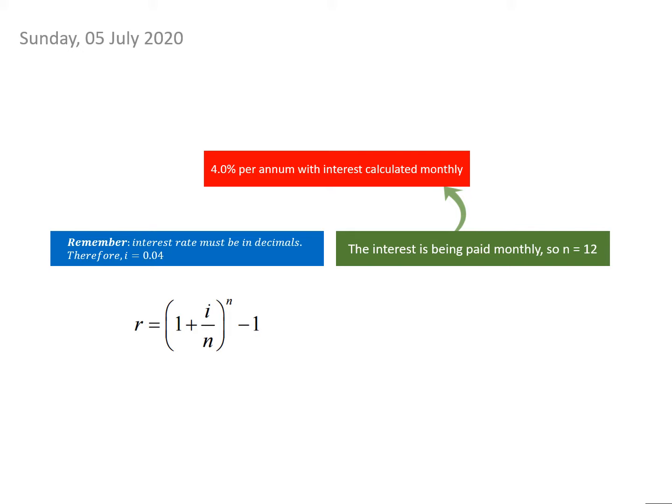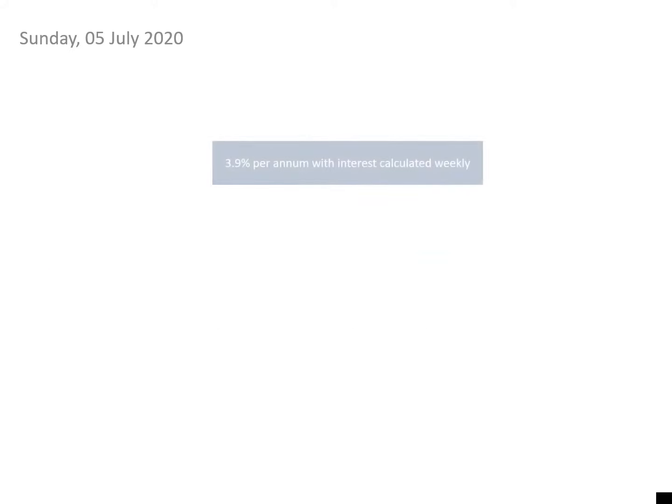So here's our formula. We know the N is 12 because it's paid monthly. The I is the 4 divided by 100, so it's 0.04. So add the 0.04 divided by 12 to 1, then raise that to the power of 12, take 1 away, and then multiply that up to give you the 4.07. I've got an example in a minute which just shows that in slightly more detail. So this is just an example. And we'll do one more example now.